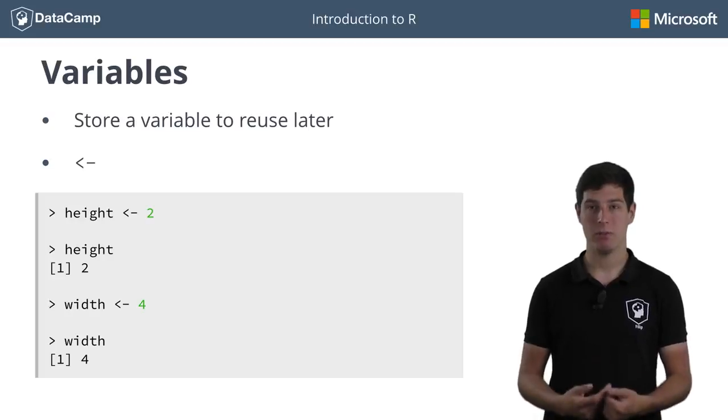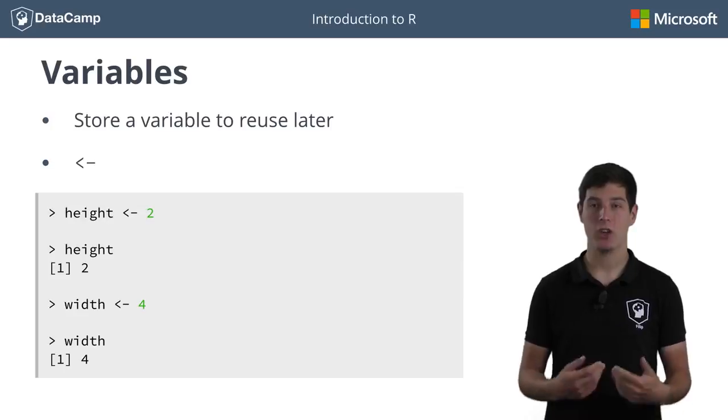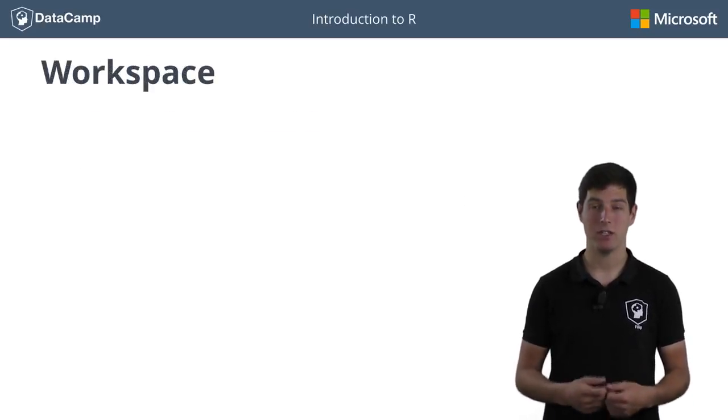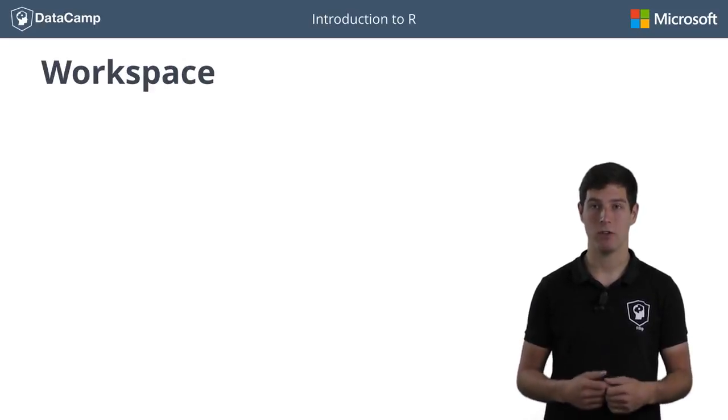As you're assigning variables in the R console, you're actually accumulating an R workspace. It's the place where variables and information is stored in R. You can access the objects in the workspace with the ls function.